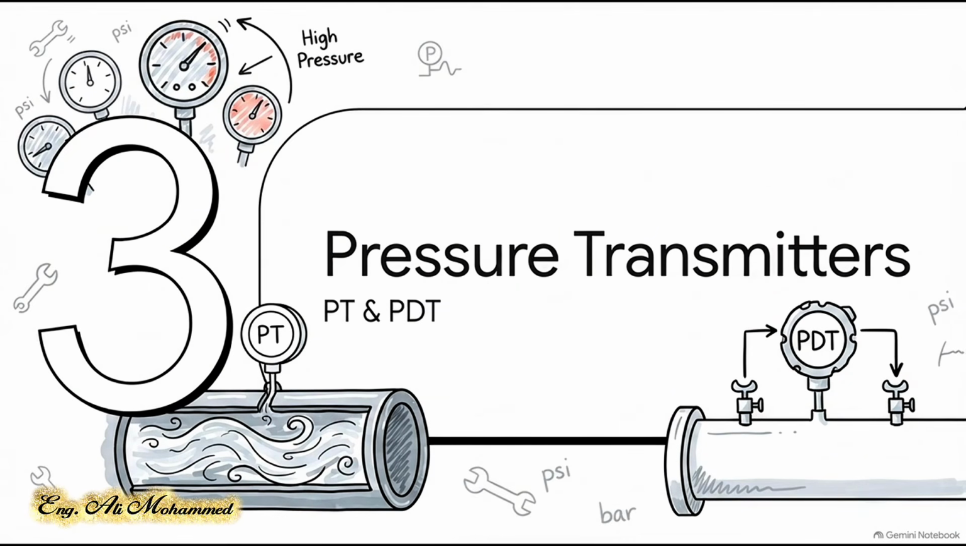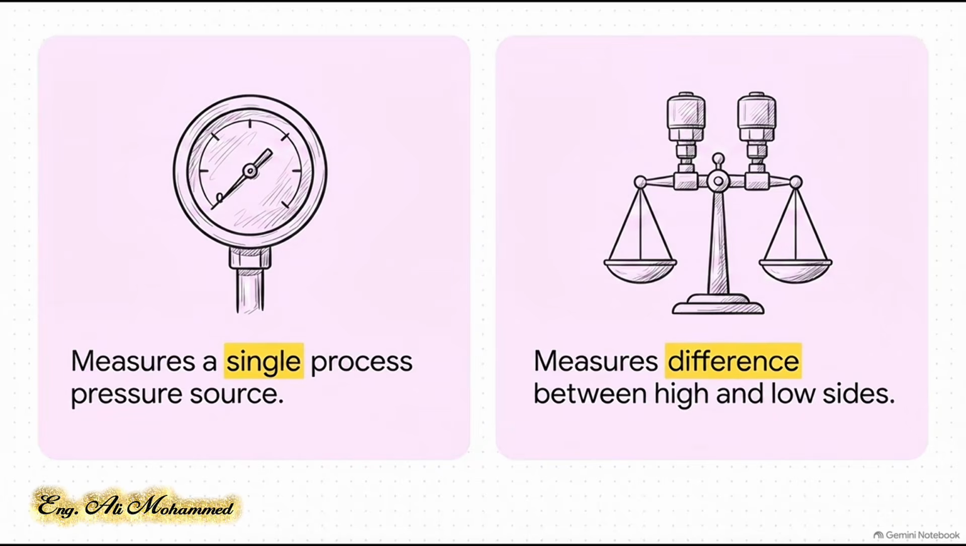Section 3. Pressure transmitters. Looking at the PT and PDT. All right, let's shift gears from the flowing fluid itself to the highly pressurized environment of the pipe holding it. It is absolutely crucial to understand the difference here. A PT, or pressure transmitter, measures a single process pressure source. It gives you a raw reading relative to atmospheric or absolute zero pressure.